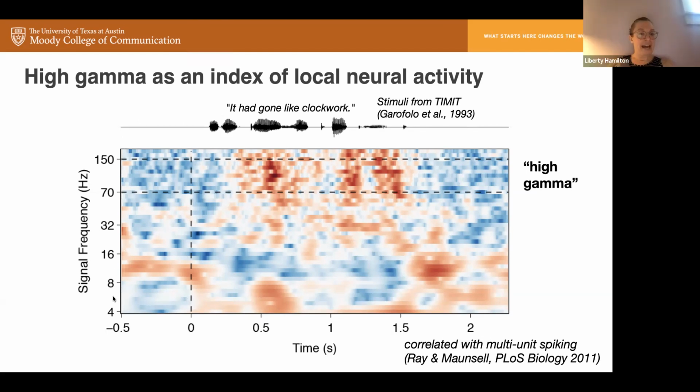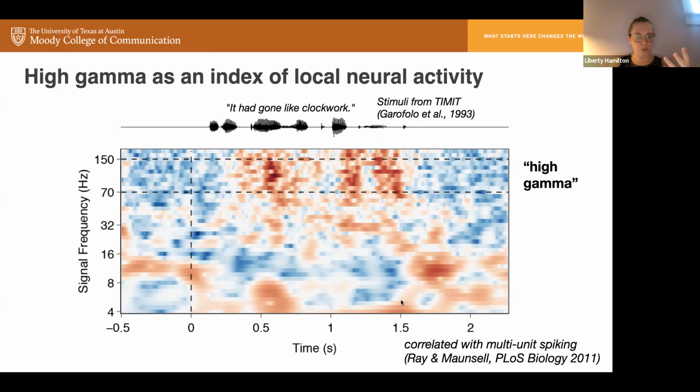If you look at, for example, a frequency decomposition of your iEEG signal, this is from one electrode, but averaged across 10 repetitions of this sentence: "It had gone like clockwork." You can see that in this 70 to 150 hertz band, the increase in power is shown in red, and there's this pretty punctate time-locked activity that you can see in this range.